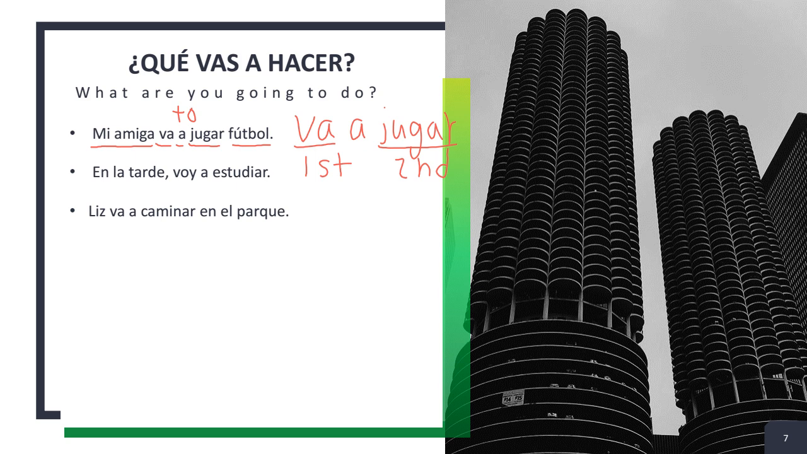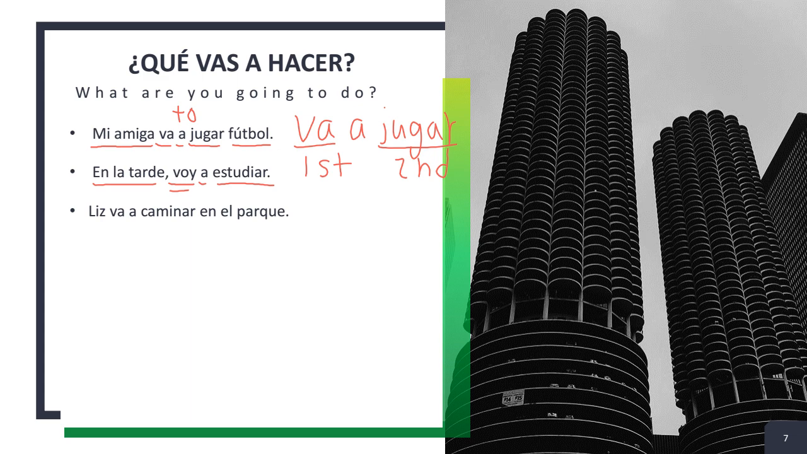In the next example, en la tarde voy a estudiar. So in the afternoon, I am going to study. And again, the second verb, estudiar, doesn't need to get conjugated. Only the first verb, voy, gets conjugated, okay? And it matches the person, the subject of the sentence. So I, yo, and that's our sentence.